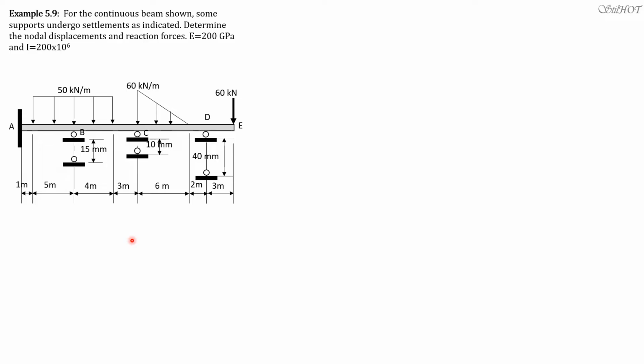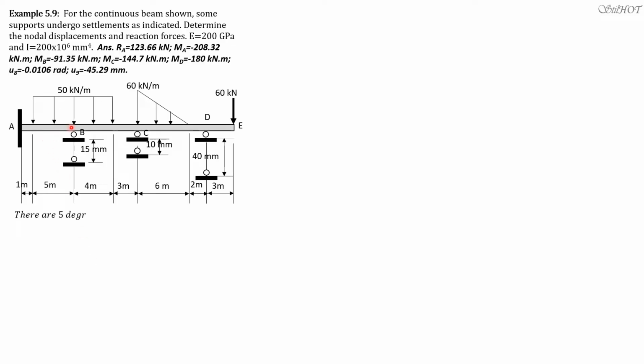E is 200 gigapascals, I is 200 times 10 to the 6. So E is 200,000 megapascals times I, 200 times 10 to the 6. That would be in newton mm squared. You divide that by 1,000 squared. The result is 40,000 kilonewton meter squared.